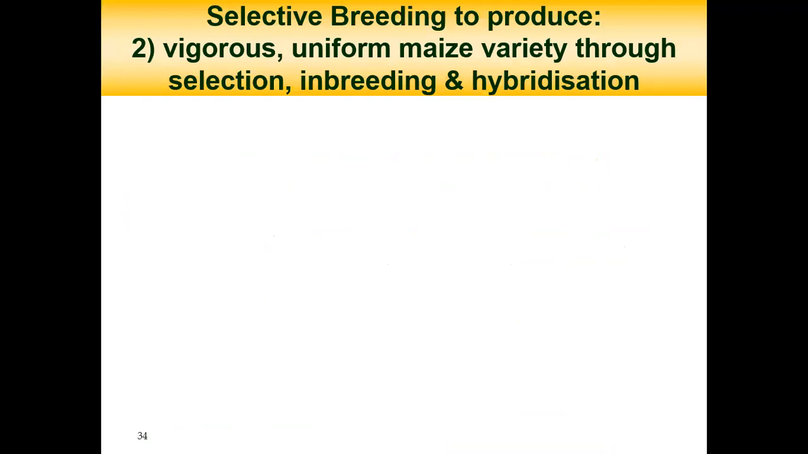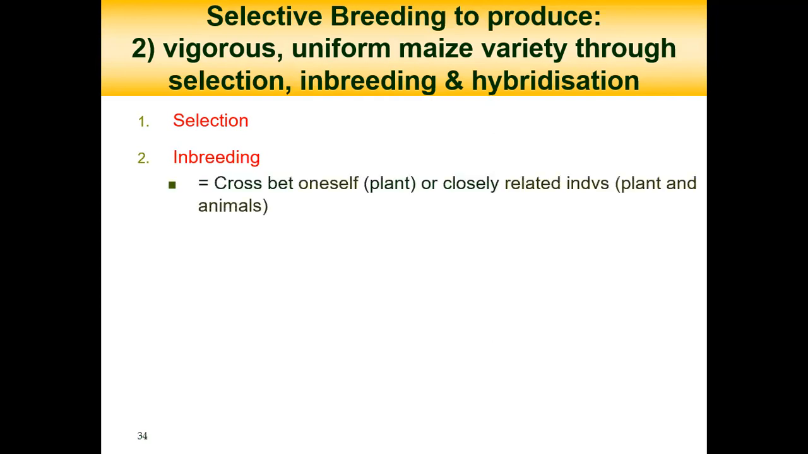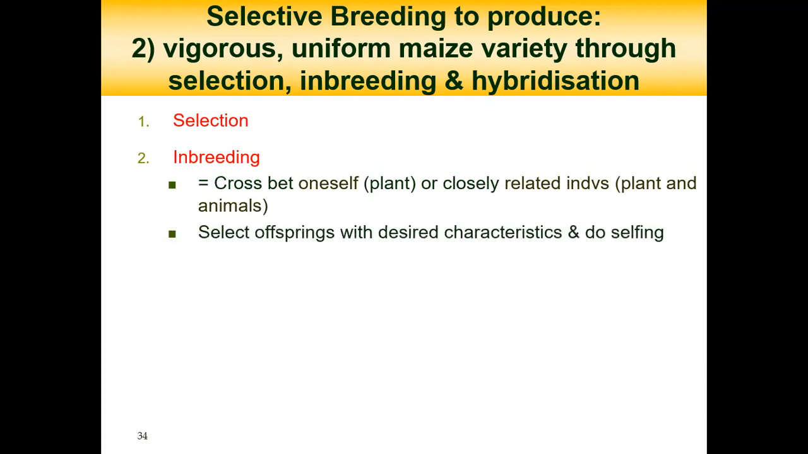Now the next example is we want to produce vigorous uniform maize variety through selection, inbreeding, and hybridization. So we know that first we have to select the parents, right? Having the characteristic that we want. And then we cross the parents and get the offspring. And for offspring, you will select offspring and do inbreeding. Inbreeding means selfing, right? So we cross the offspring with itself or with closely related individuals. And then we choose offspring with desired characteristic and continue to do the selfing and selection for 5 to 6, 6 to 7 generations.